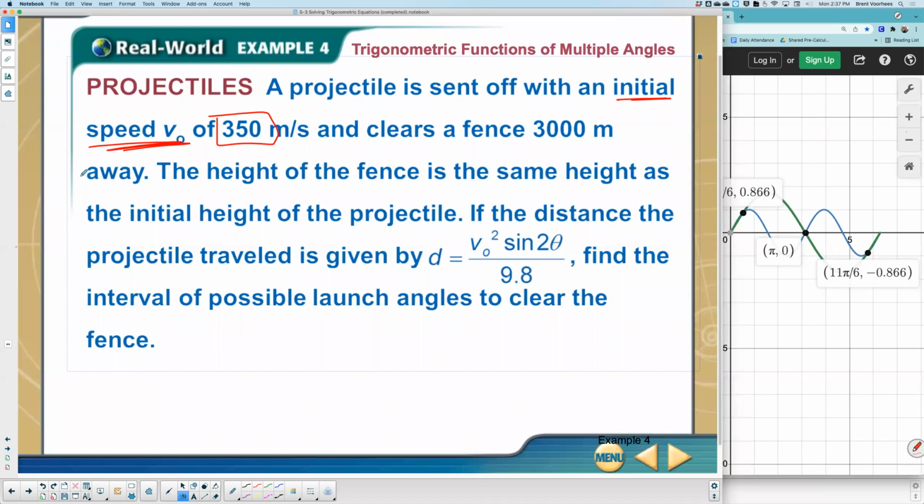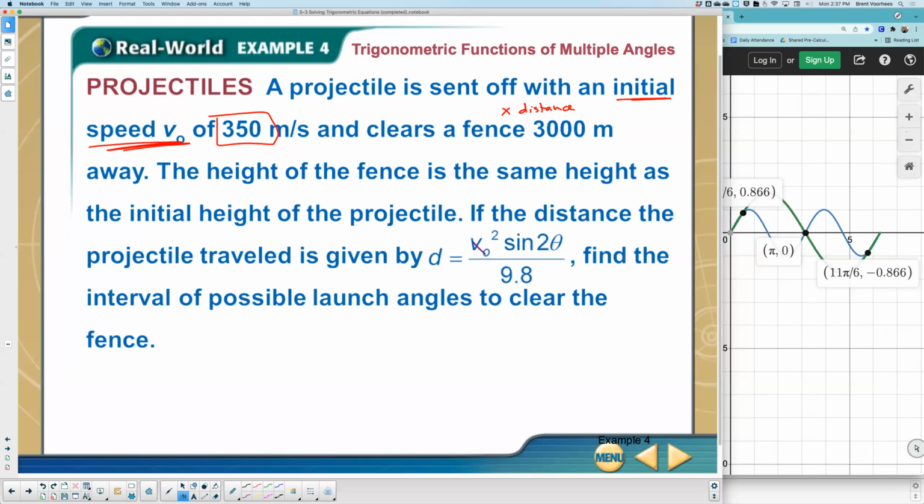Okay, question for you. If it says it clears a fence 3,000 meters away, does it mean it's 3,000 meters tall? Or like the x value, the x distance is 3,000. What is that telling you? The x distance. So this is like an x distance, which is going to come in handy in a second. It says the height of the fence is the same height as the initial height of the projectile. If the distance the projectile traveled is given by this formula, find the interval of possible launch angles to clear the fence. So as we plug in stuff, where do you think the 350 will go?